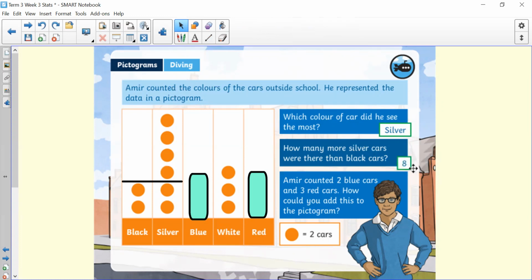Well done if you got that right. It's 8 because there's 4 circles, 1, 2, 3, 4 more. 1 circle represents 2. 2 times 4 is 8.